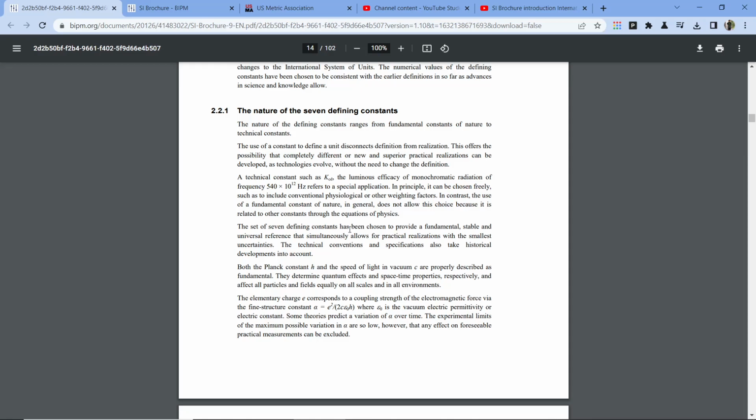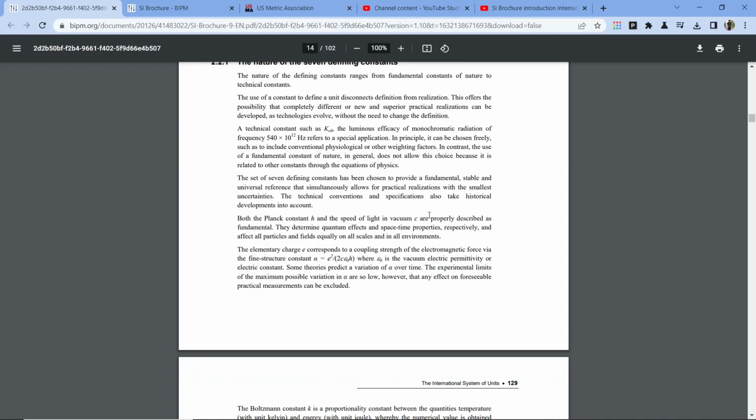The set of 7 defining constants has been chosen to provide a fundamental, stable, and universal reference that simultaneously allows for practical realizations with the smallest uncertainties. The technical conventions and specifications also take historical developments into account. Both the Planck constant h and the speed of light in vacuum c are properly described as fundamental. They determine quantum effects and spacetime properties, respectively, and affect all particles and fields equally on all scales and in all environments.